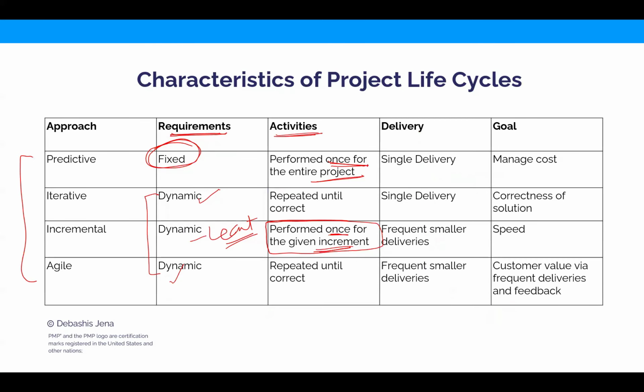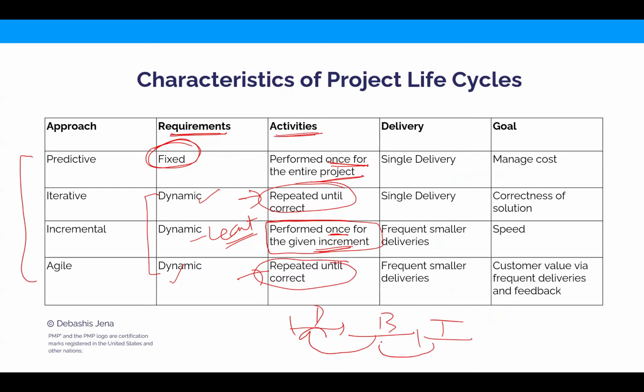Let's come back. But look at iterative and agile. In both of these, repeat until correct. That is, you don't do it once. Meaning, look, you did design, then you go to build. Now, while building, come back and redesign. While you go to test, again, come back and rebuild. You keep repeating these until you build that perfect thing you want. So, unlike your predictive and incremental, here it is repeated.